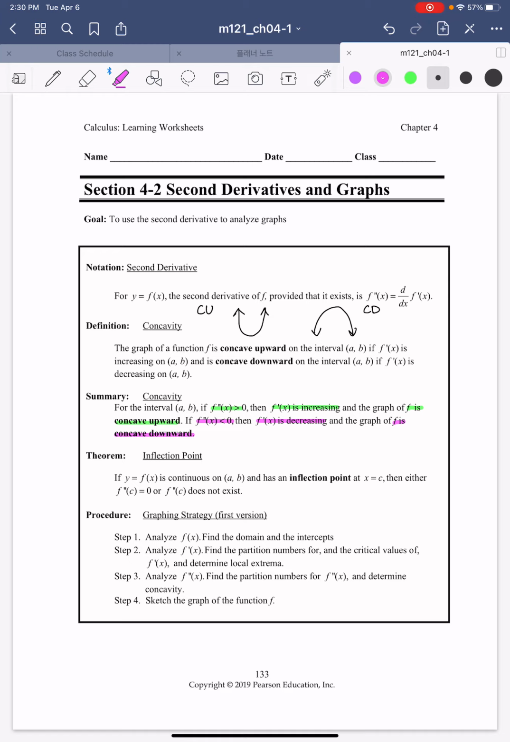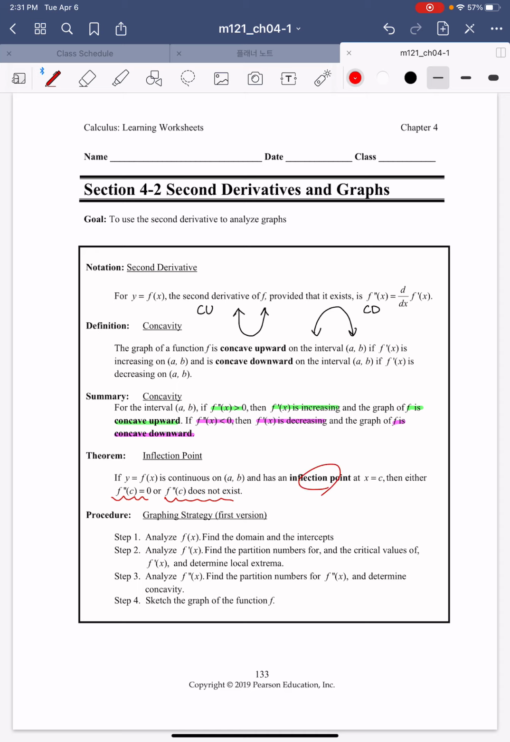Inflection point is a very similar concept to critical value. Recall back in section 4.1, when we talked about the critical value, we set the first derivative equal to 0 or found where the first derivative does not exist. Same thing for an inflection point: instead of the first derivative, we set the second derivative equal to 0 or find where the second derivative does not exist. We call that an inflection point.